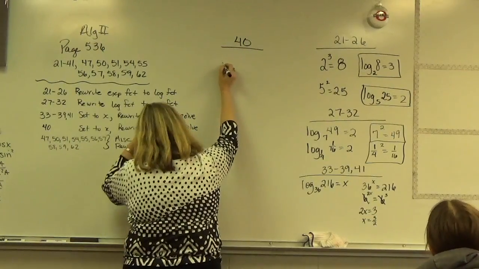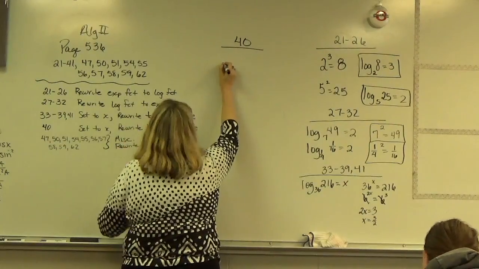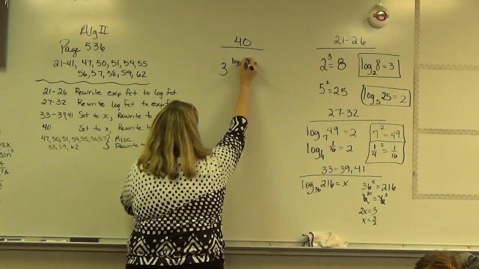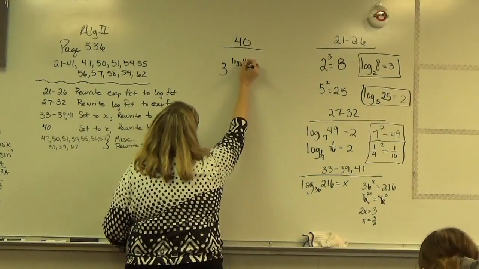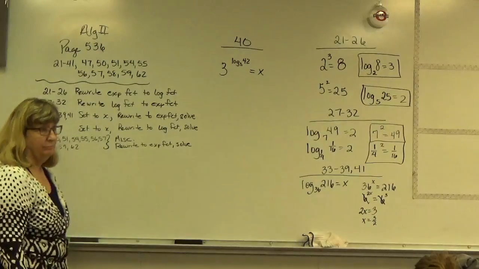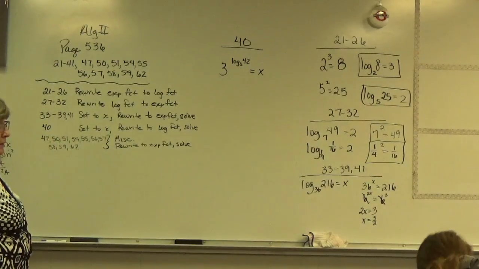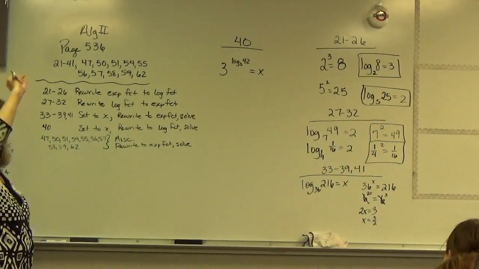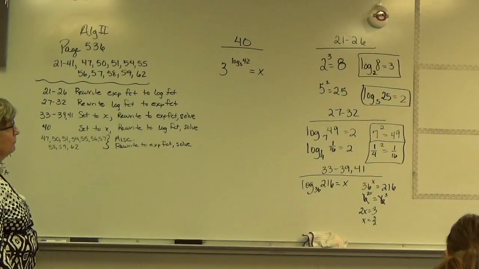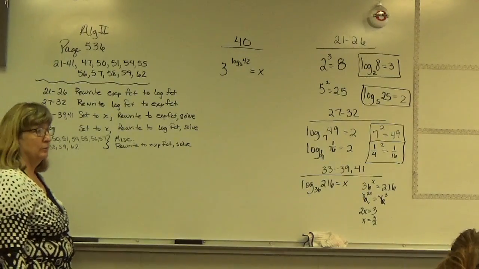Let's say I've got 3 to the log base 3 of 42. So the first thing you do is set it to x. Now that's an exponential form, but it has a log in the exponent. Does everybody see what I'm saying? How it looks funny? Now, how would I write that in log form?